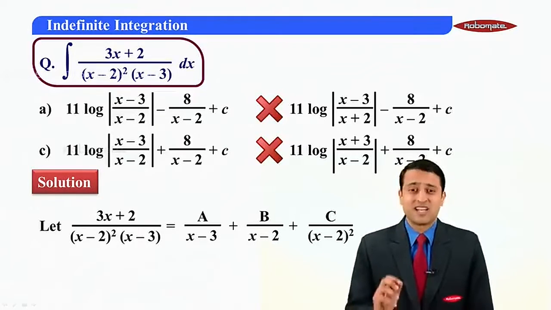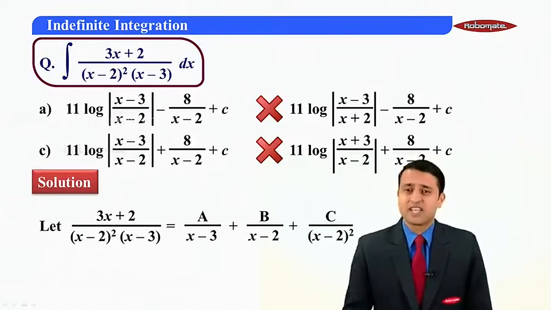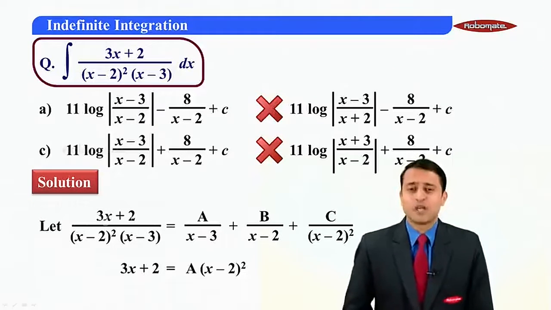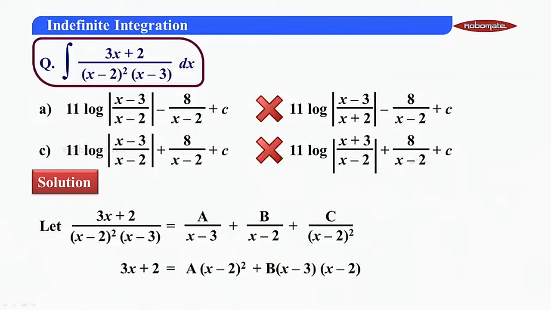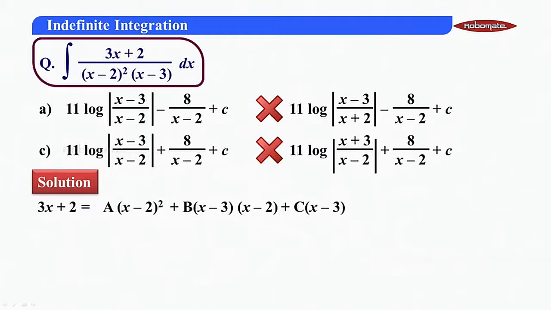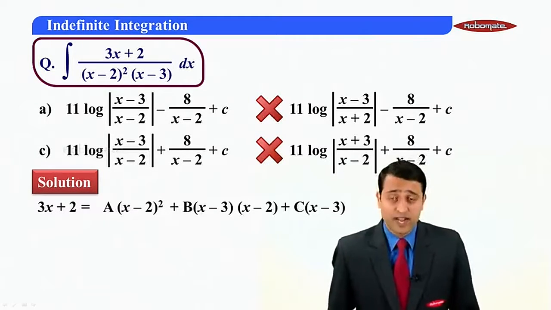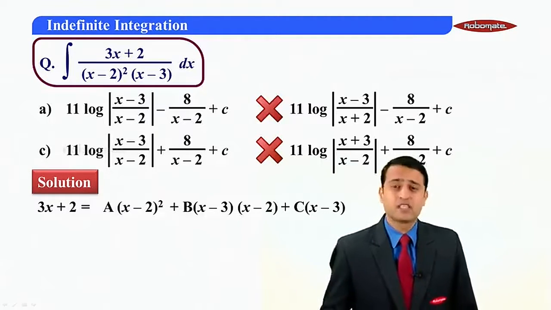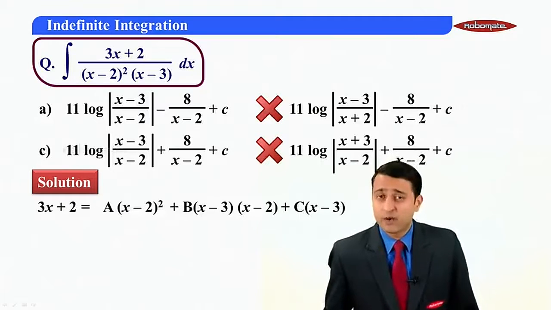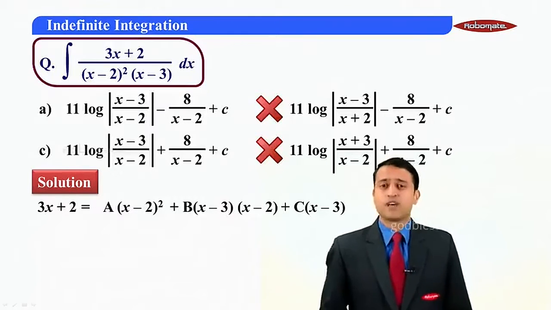Now my dear students, let us see something. First let us take LCM. 3x plus 2 is equal to A into (x minus 2) the whole square plus B into (x minus 3) into (x minus 2) plus C into (x minus 3). Is that okay? My dear students, this is what we have to do, find the values of A, B and C. Now, should we find A, B and C? Entrance may not allow us that much time. We need to observe something.